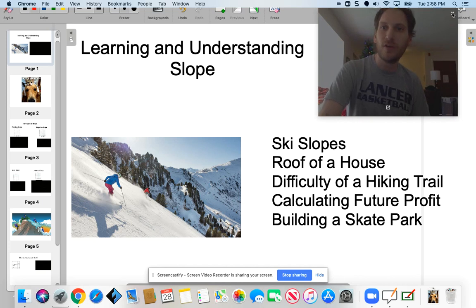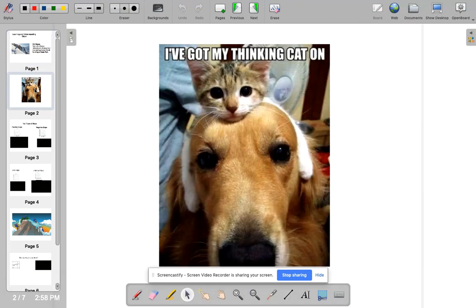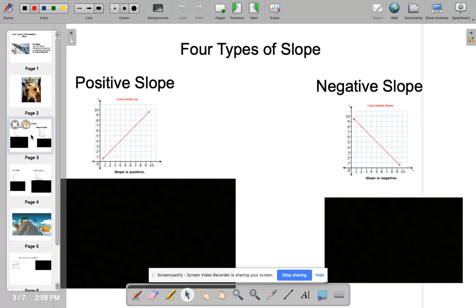So I'm going to take off my webcam here and make sure that we all have our thinking caps on and we are ready to learn. Here we go. So there are four major types of slope. You are going to work with positive and negative slope far more often than you're going to work with the other two examples. Now, we always are going to read a graph from the left to the right, the same way that you read a sentence in a book. You start from the left side and you work to the right side.